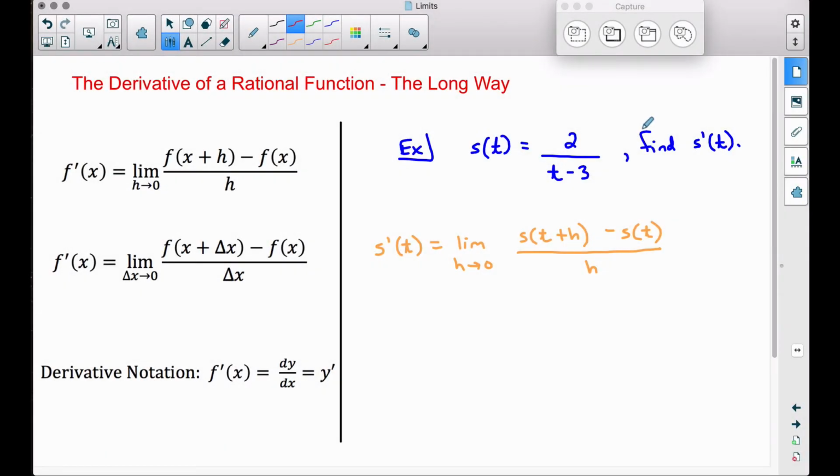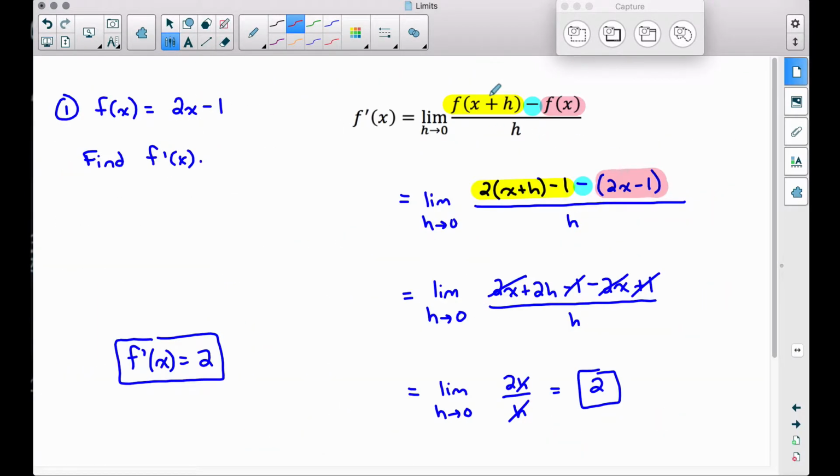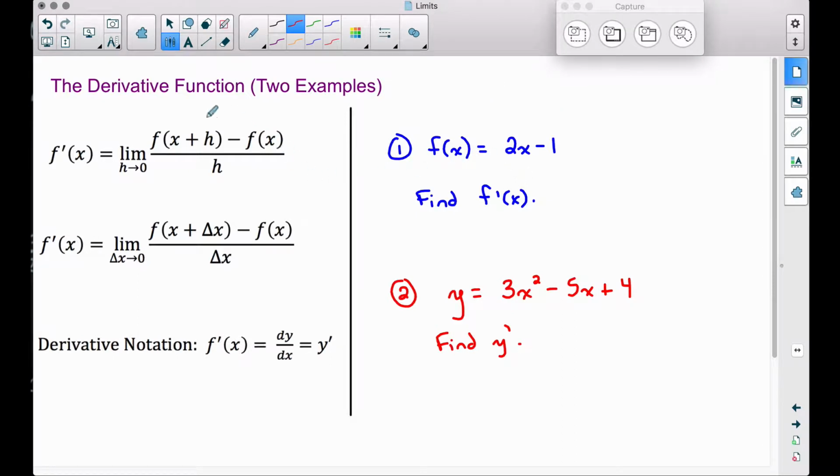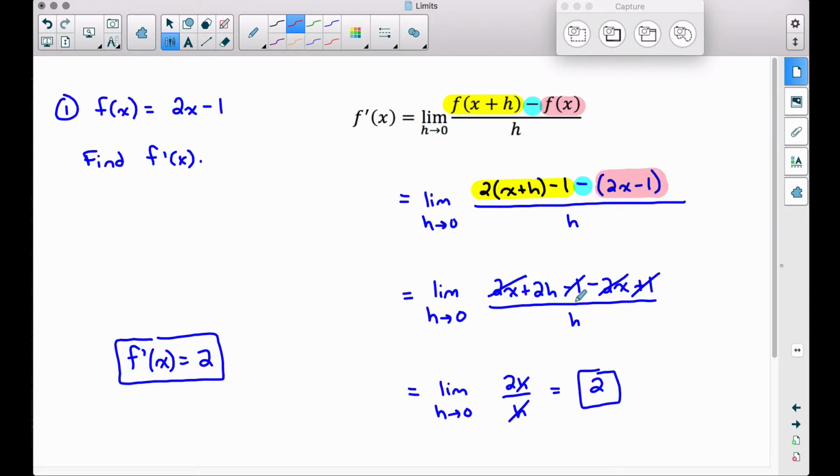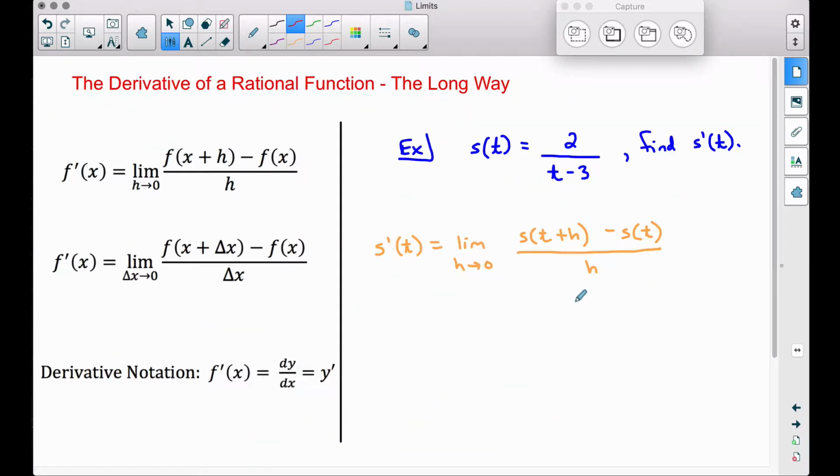In this video, we're going to look at one more example of a derivative. It's going to be a rational function. We're going to do it the long way, just as we did two previous examples in another video where we took the definition of a derivative, we found the derivative of a linear function and a quadratic. Very soon, you will be able to do these without doing it the long way, but I'm pretty sure your instructor is expecting you to know this.